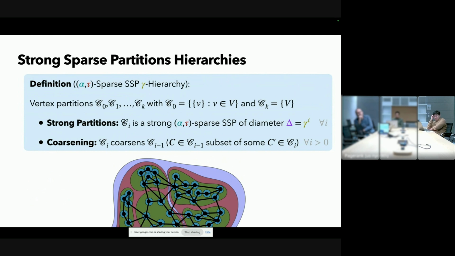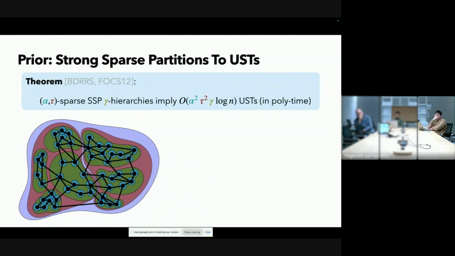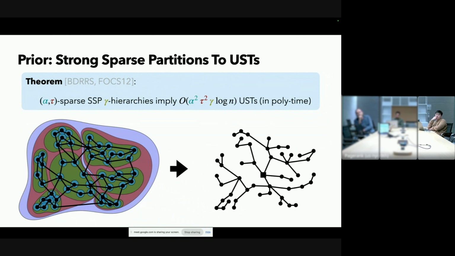Now, what's known about these hierarchies? Well, this previous paper from Fox about 10 years ago showed that if you can compute one of these hierarchies with alpha and tau parameters and gamma parameters, then basically those parameters, up to polynomial terms, just multiply together with another log n and give you universal Steiner trees of that quality. So this previous paper basically said if I start with one of these hierarchies, then I can produce a universal Steiner tree.